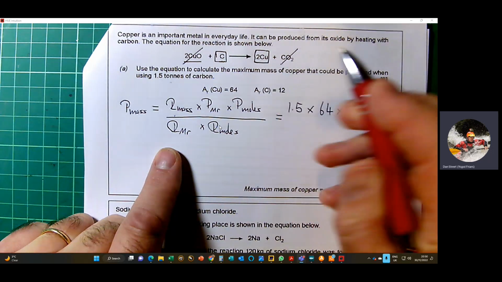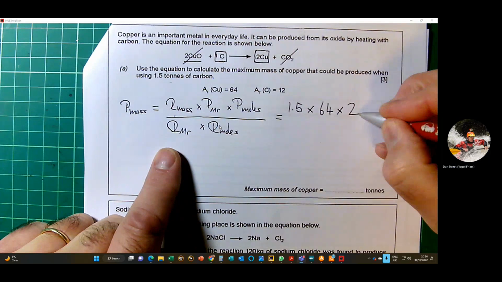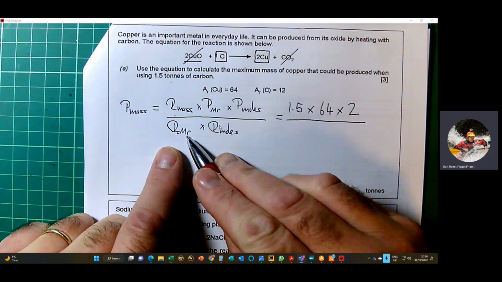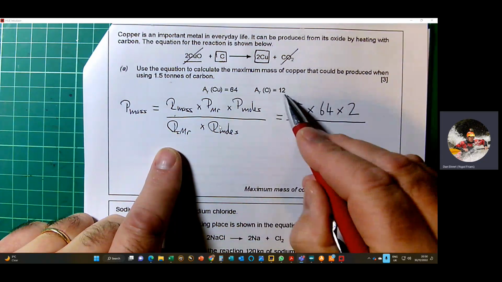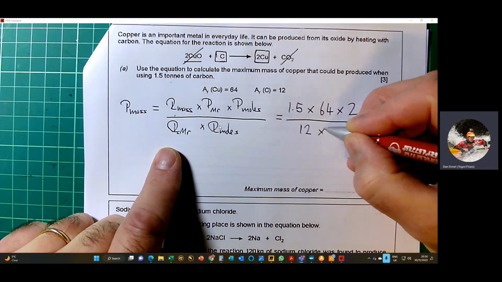Okay, so that's at 2. It's 2 moles of copper. That's the product. And then we divide that by the reactant MR. So the reactant is carbon, and its MR is 12, or AR, but they are equivalent in this instance.